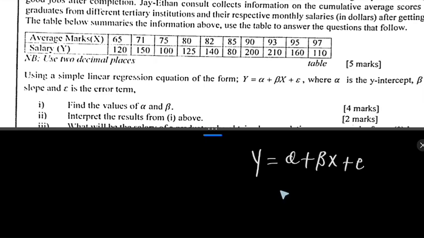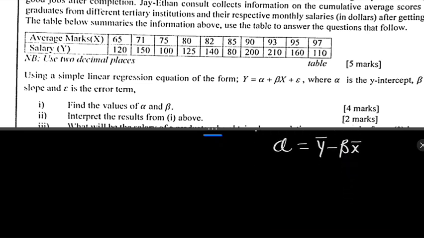But to find alpha, the formula is y bar, which is the mean of the y values, minus beta, which is the slope, multiplied by x bar, which is the mean of the x values. All right. So before you can come out with alpha, you must know beta, which is the slope of this equation, the coefficient of x in this particular case.